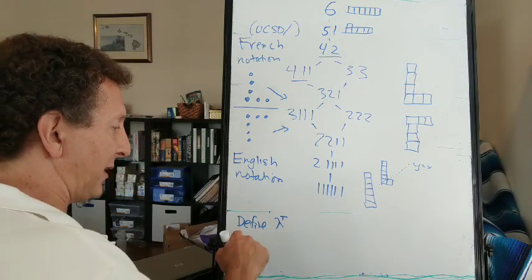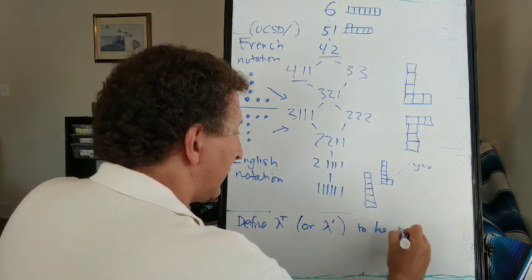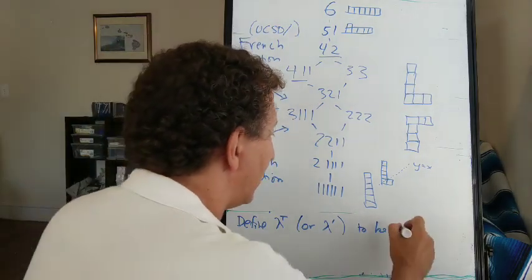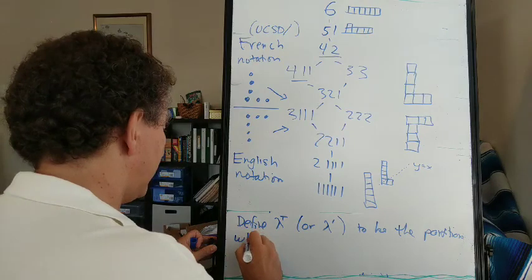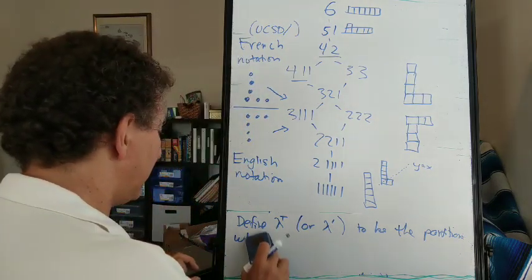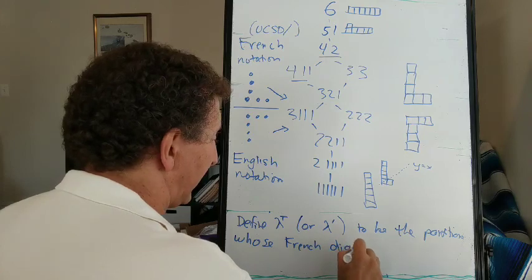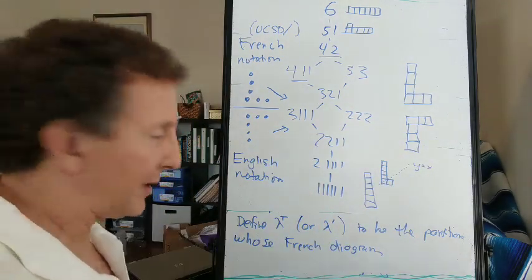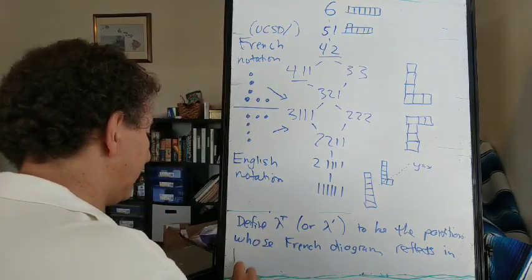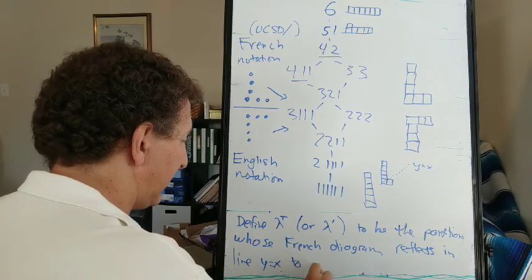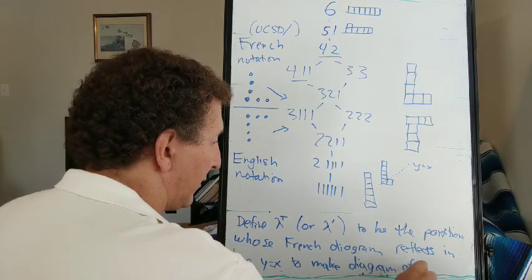So given a partition lambda, we define lambda transpose, or some people write lambda prime, to be the partition whose French diagram, Young diagram or Ferrers diagram, it doesn't matter, reflects in the line y equals x to make the diagram of lambda.